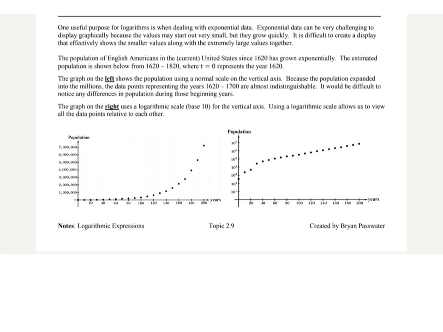It says one useful purpose for logarithms is when dealing with exponential data. Exponential data can be very challenging to display graphically because the values may start out very small, but they grow really quickly. So before long, we've outrun our graph, right? And also, it's difficult to create a display that effectively shows the smaller values. So if I really get in here and try to see what's happening with the smaller end of my graph, then I lose what's happening up here on the large end of my graph.